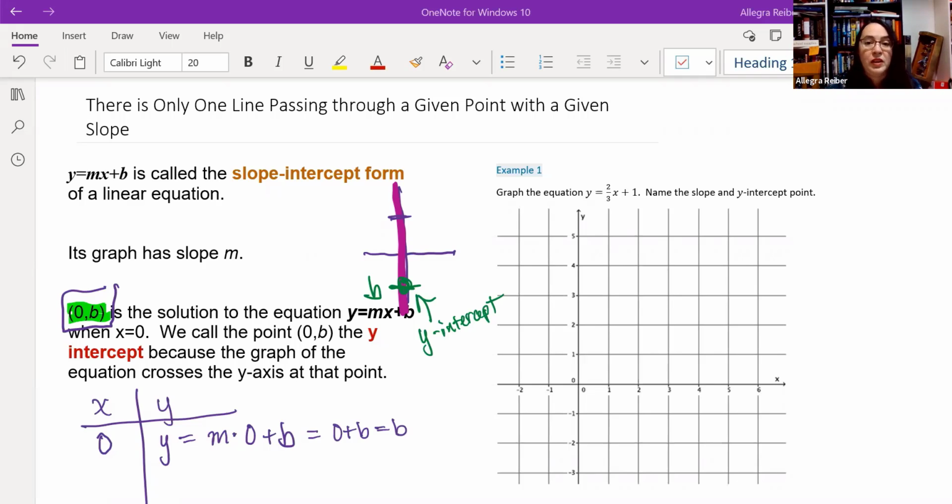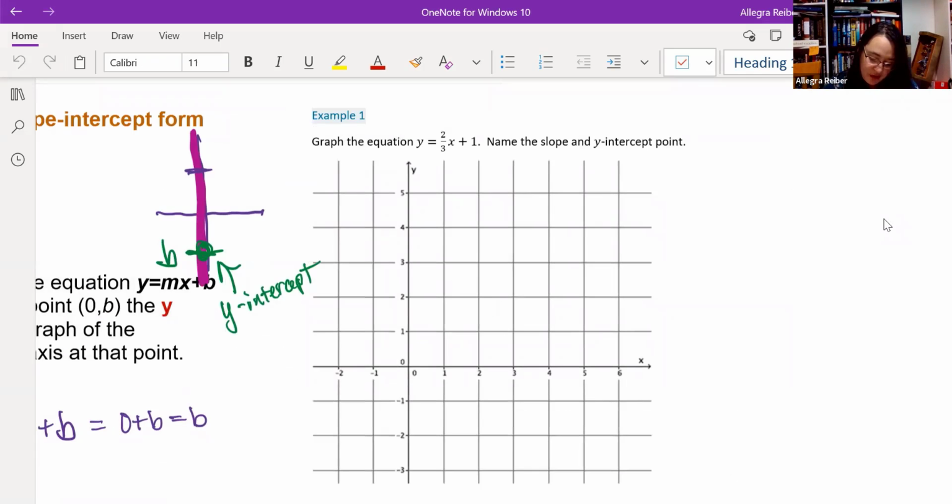Let's look at our first example. Example 1: graph the equation y equals 2/3 x plus 1. Name the slope and y-intercept point. Let's go ahead and do the second part first because it will help us in solving this problem. So we will make our first step to find the slope and y-intercept.